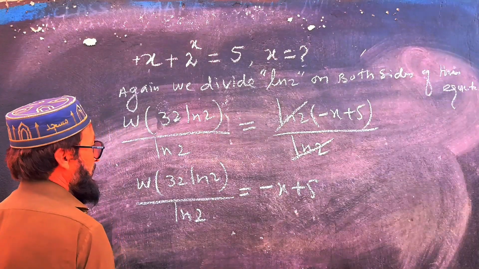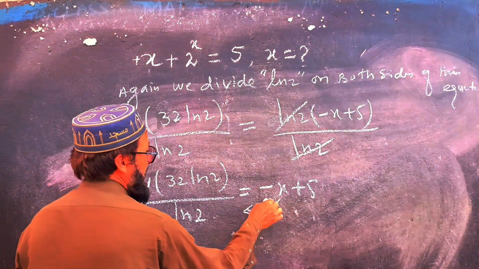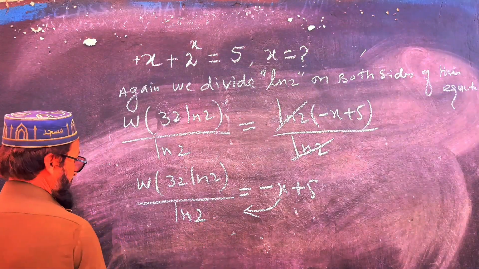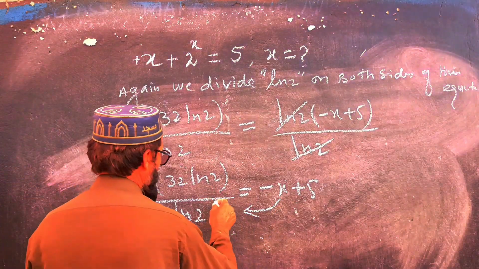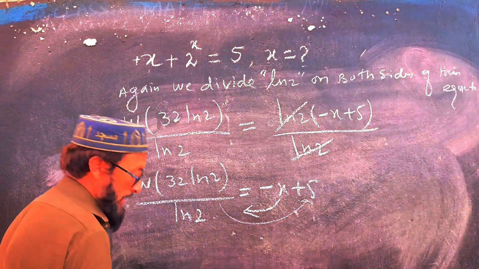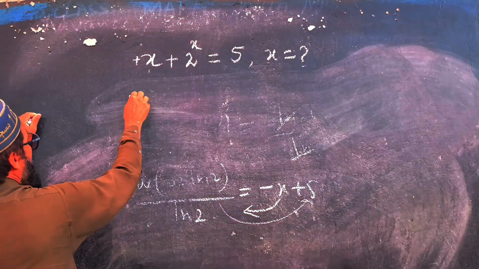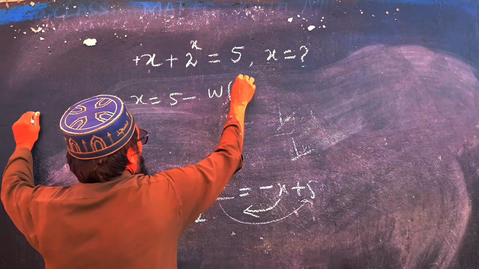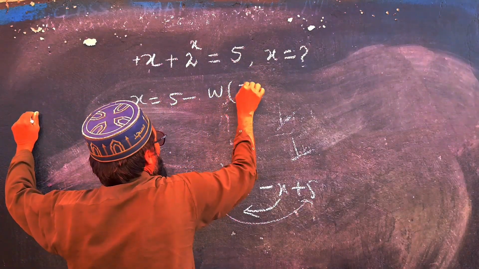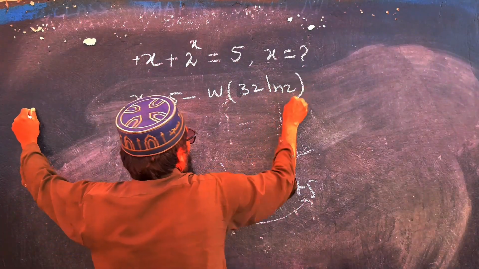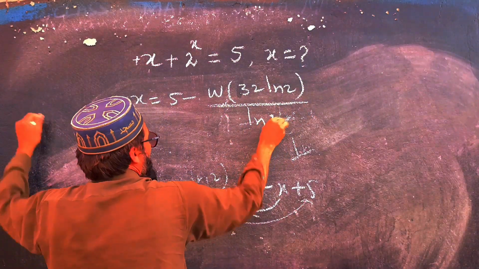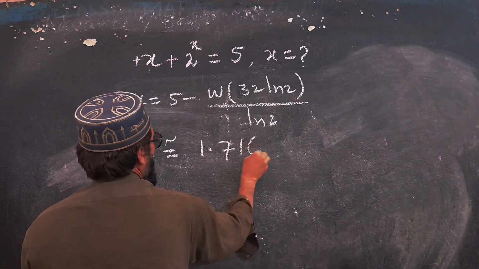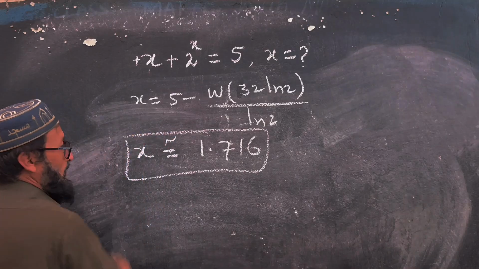Now we transfer x to this side, where we get positive x, and we move this result to the right side, so its sign is also changed. x is equal to 5 minus W of 32 log of 2 divided by log of 2. The result we get is approximately 1.716, which is the solution of this question.